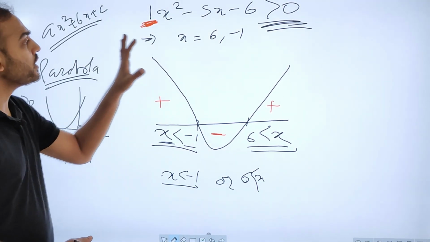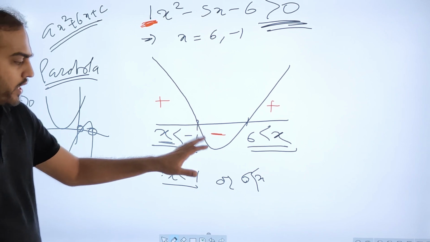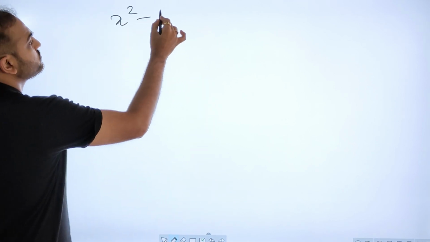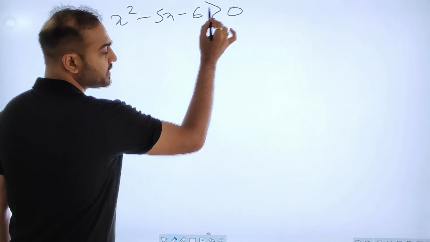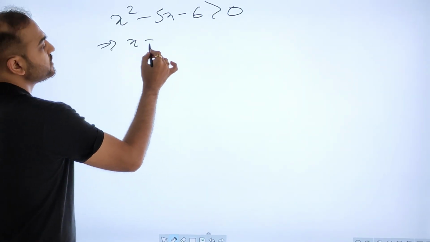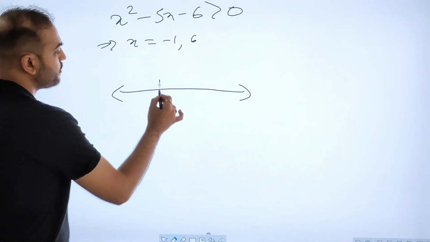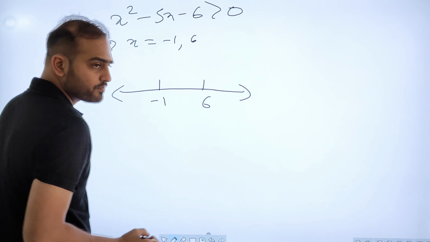Okay, so this is your graphical method to solve the same. If you understand the graphical method, that is what your trick is based on. What we do, we have x square minus 5x minus 6 greater than 0. Quickly find the roots. x is -1 and 6. Draw your diagram, plot -1, plot 6.